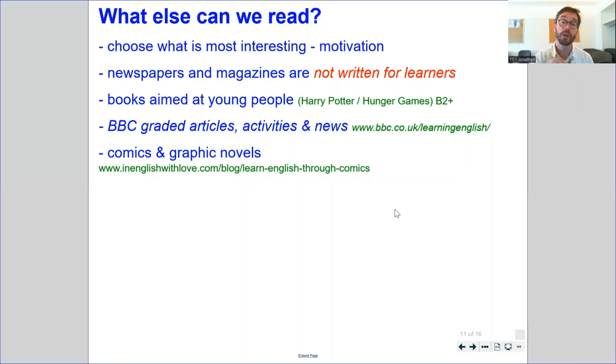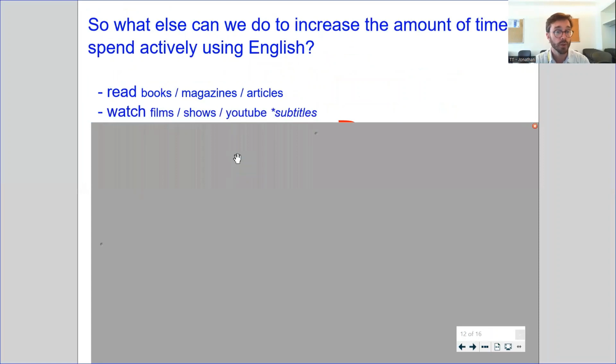It has a blog which suggests some different comics that are useful for learners to start with. Okay. But of course, we can do more than just read. If you think what else we can do to increase the amount of time we spend actively using English, you probably also thought of things like watching films, okay? Films, shows, YouTube, and think about whether or not you use subtitles, okay?